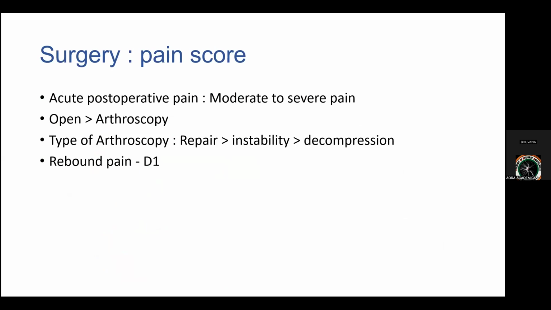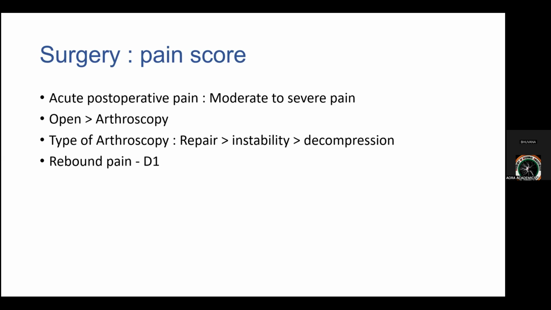The other entity is surgery. Surgery wise, in arthroscopy surgery we have moderate to severe pain based on the procedure, whether it is open or arthroscopy, and the type of arthroscopy we want to know. With a repair, the patient will have more postoperative pain compared to a decompression arthroscopy, and rebound pain. Rebound pain is nothing but an acute transient increase of pain intensity once the block effect has worn off. It usually occurs within 24 hours, usually at night time.